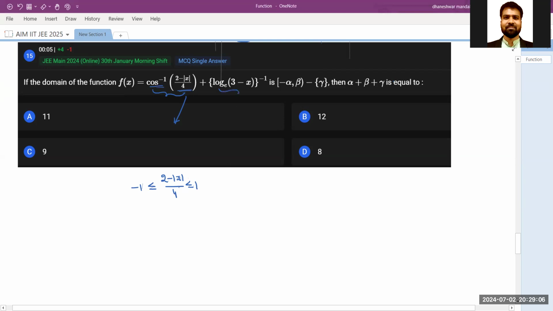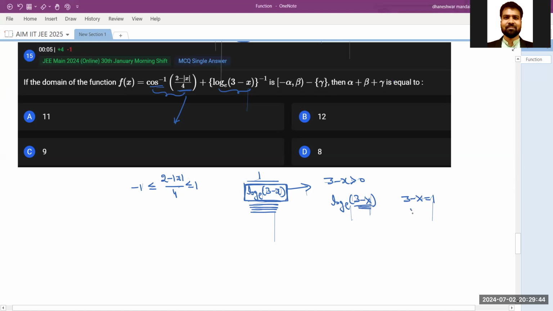And this term log is there, so this is nothing but 1 by log of 3 minus x. For this, see, 3 minus x must be greater than 0. And if this term lies in the denominator, it means this term cannot be equal to 0. When will log be 0? When log 1 is there. So the value of log 1 is 0.